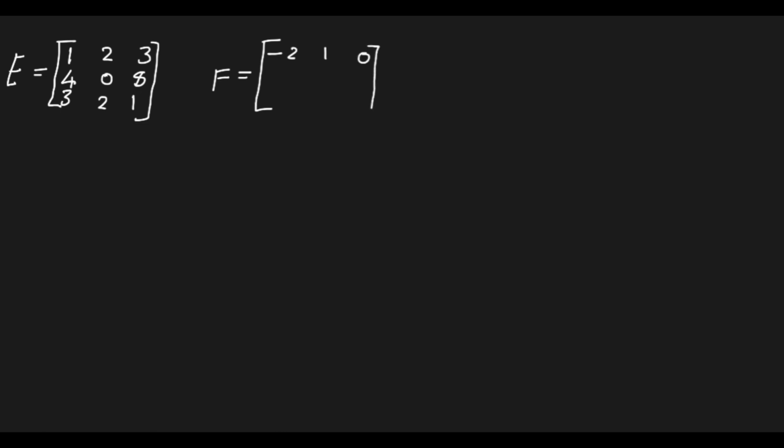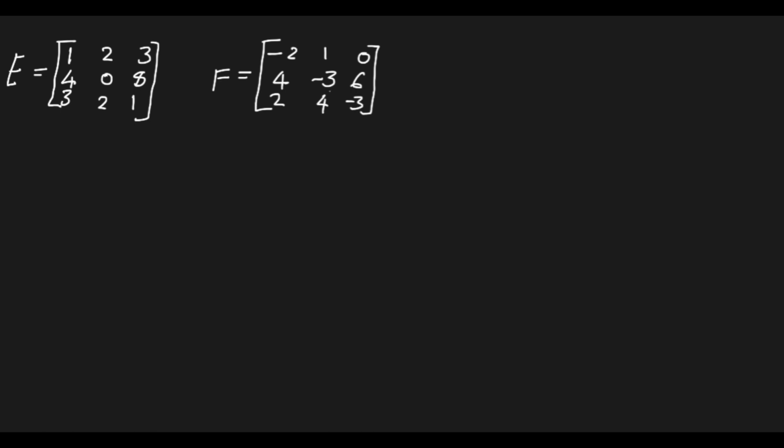So let's have here, this time we have matrix E with elements 1, 2, 3, then 4, 0, 8, 3, 2, 1, then matrix F, negative 2, 1, 0, then 4, 4, so 4, negative 3, 6, then 2, 4, negative 3.